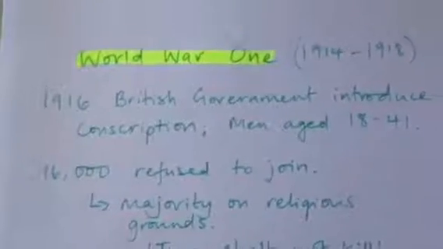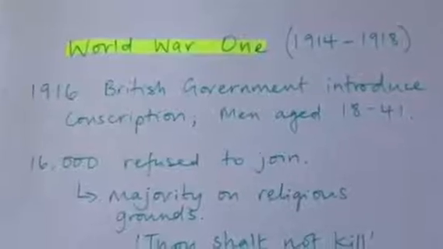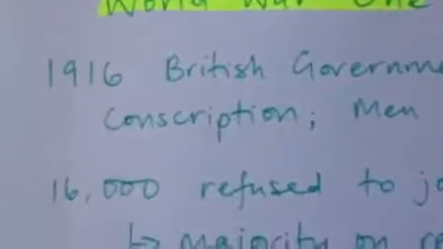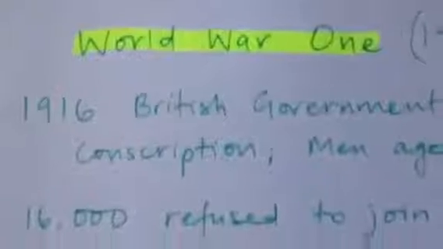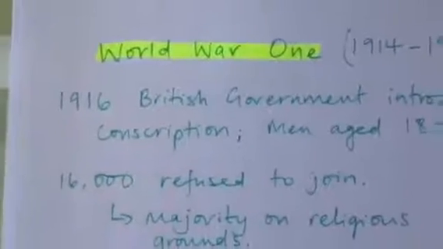In case you didn't know, World War I was 1914 to 1918. And in 1916, the British government introduced conscription for all men aged 18 to 41. Now initially they introduced it for single men, but then very quickly introduced it for people who are married as well. Now what conscription means is that you have to sign up and fight. And this was known as the Military Service Act in 1916.